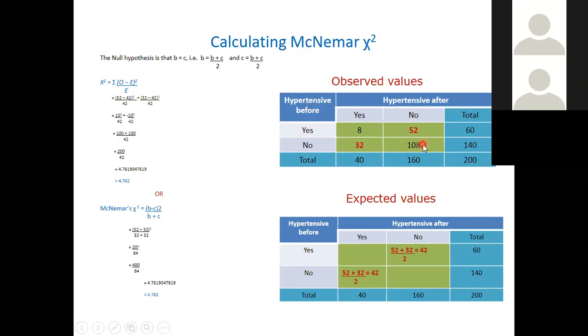That is what I did down here for the expected value. You add the two together and divide by 2. So you expect 42, because when you add 32 to 52, it gives you 84. Divide 84 by 2, it will be 42. So if the null hypothesis is true, the expected value should be 42 for both of them.